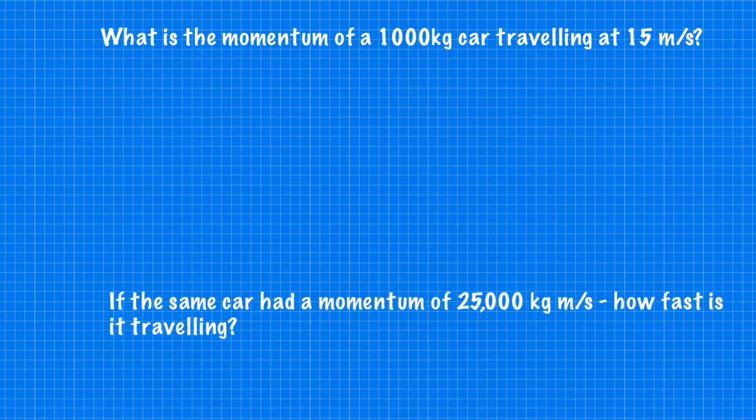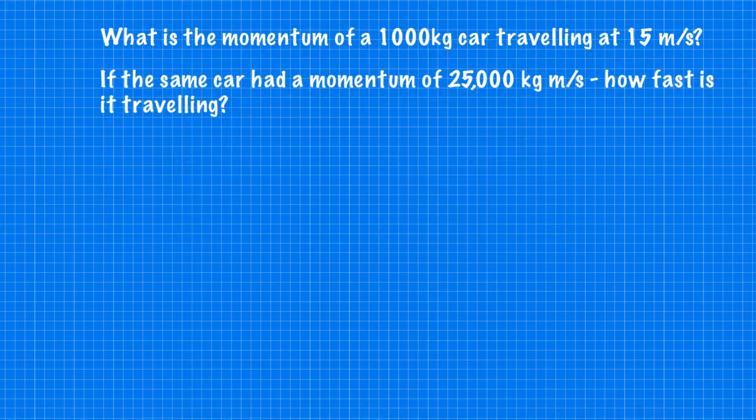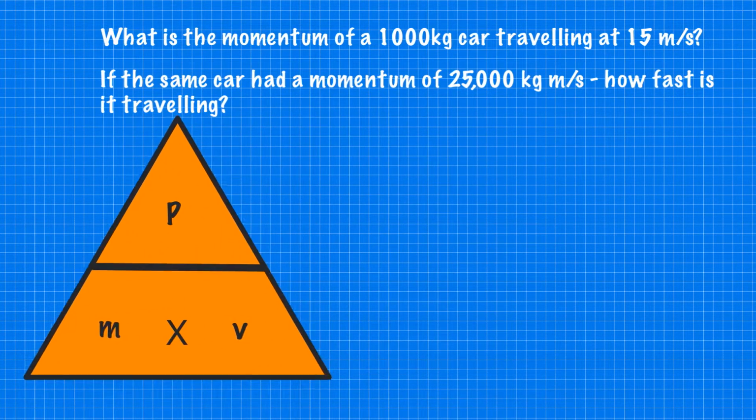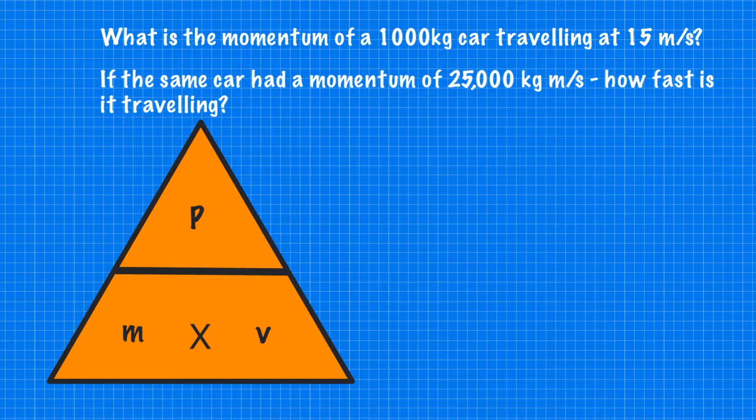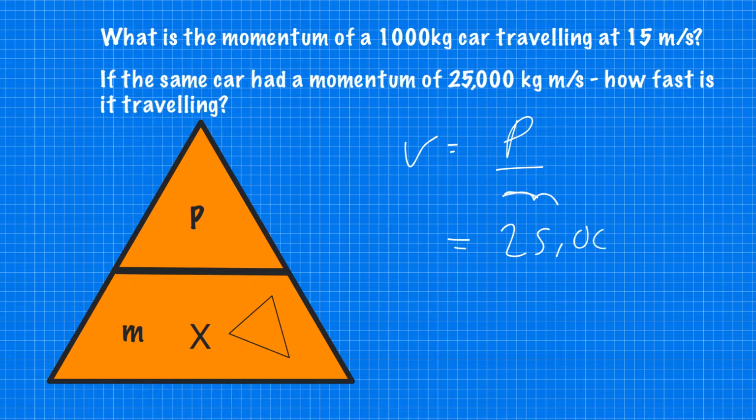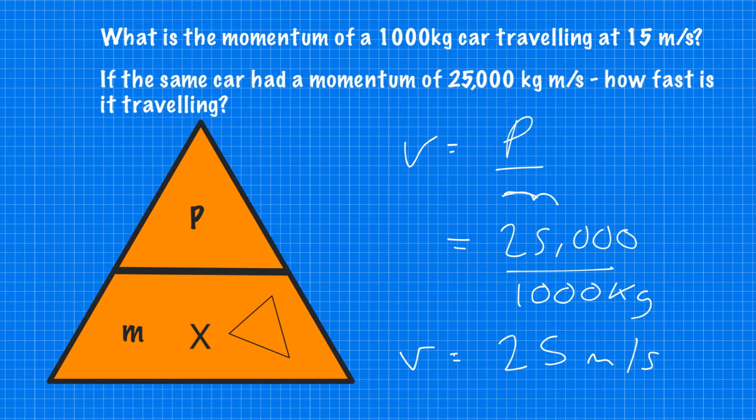So we'll answer a common second part to this question. If the same car had a momentum of 25,000 kilogram meters per second, how fast is it travelling? Now in this question, we want to calculate velocity. So if you cover up the one that you want to find out, cover up velocity, we can see that we need to do momentum divided by mass. So velocity equals momentum divided by mass, which equals 25,000 divided by 1,000, because it's the same car, remember, then that gives us a velocity of 25 meters per second. So that's all you have to do to calculate velocity.